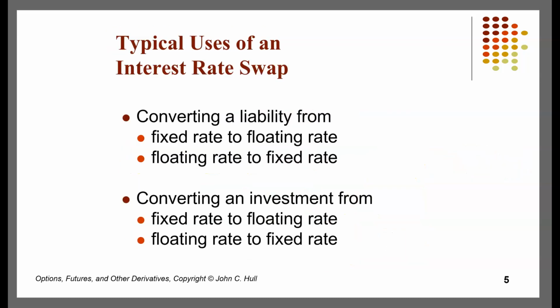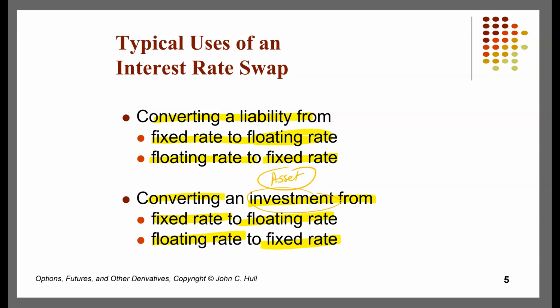Now, why do we typically use interest rate swaps? Well, we typically use interest rate swaps essentially to convert liabilities from a fixed rate to a floating rate, or from a floating rate to a fixed rate. We could also convert investments from fixed rate to floating rate, or from floating rate to fixed rate. Now, so long as it's a cash flow that is floating, no matter whether it's a liability or an asset, you can replace the term investment here with the term asset, and you would have the same principle.